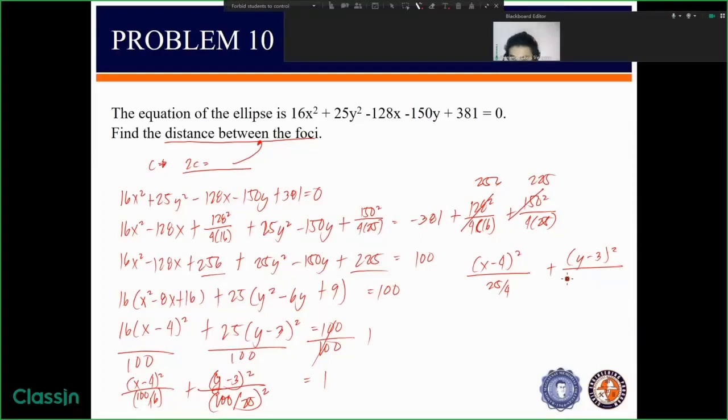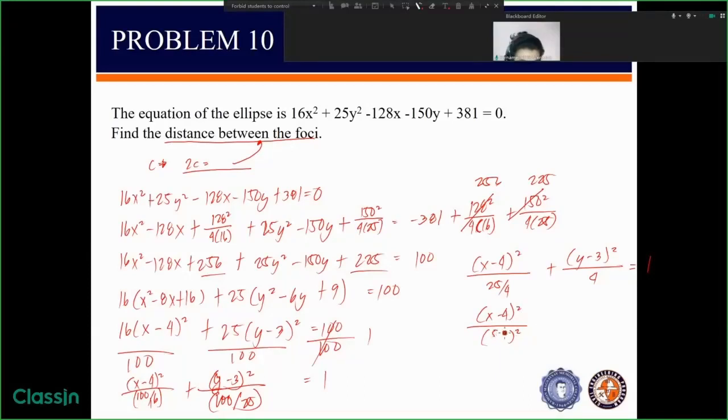And then plus y minus 3 squared over 100 divided by 25, so we have 4, equal to 1. So here, they should be squared, because in the form of a squared, b squared should be the denominators. So, therefore, let's take the square root, no?